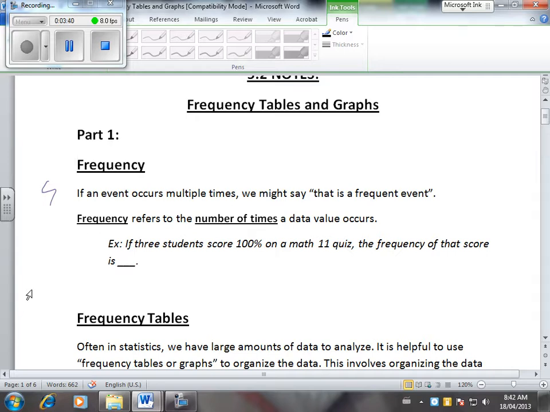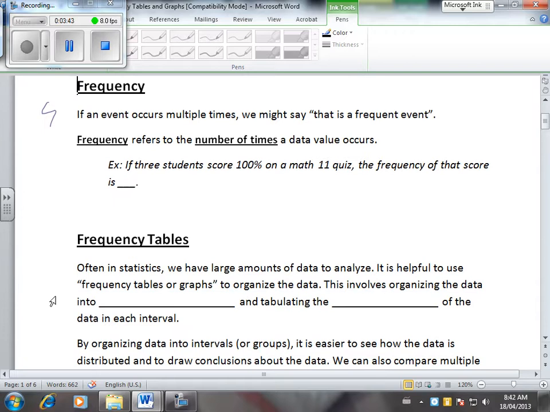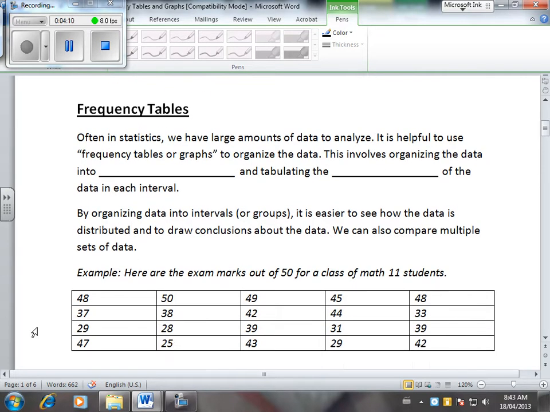So if 3 students score 100% on a Math 11 quiz, the frequency of that score is 3, because there are 3 students. So F for frequency equals 3. And sometimes it will be written as frequency, and sometimes you'll see an F. Especially if you're taking any physics or you're planning on taking any physics, frequency is always shown by an F in physics.